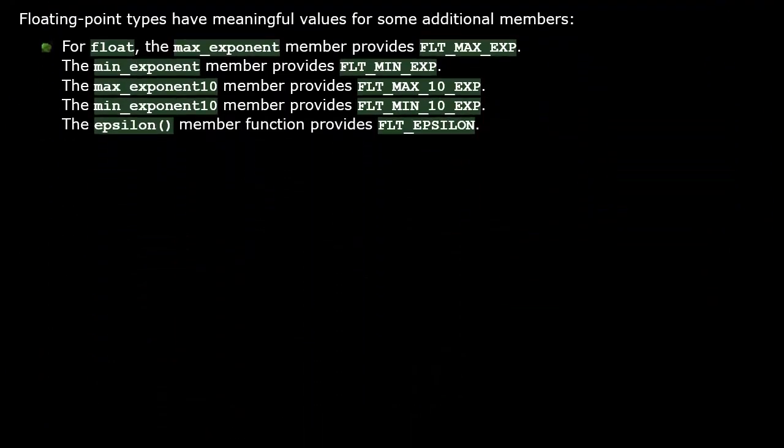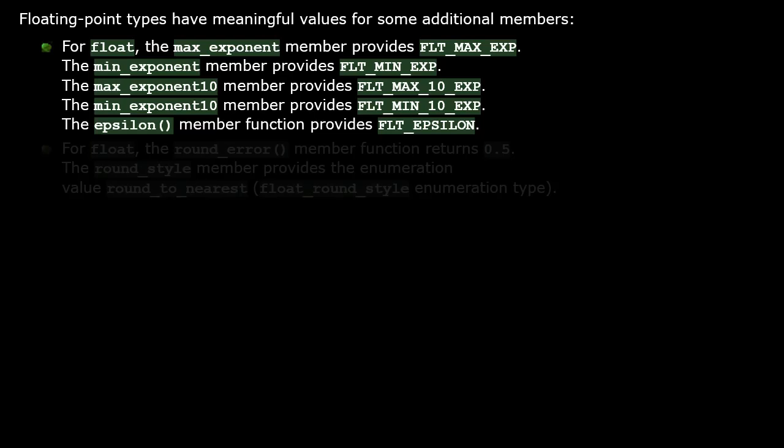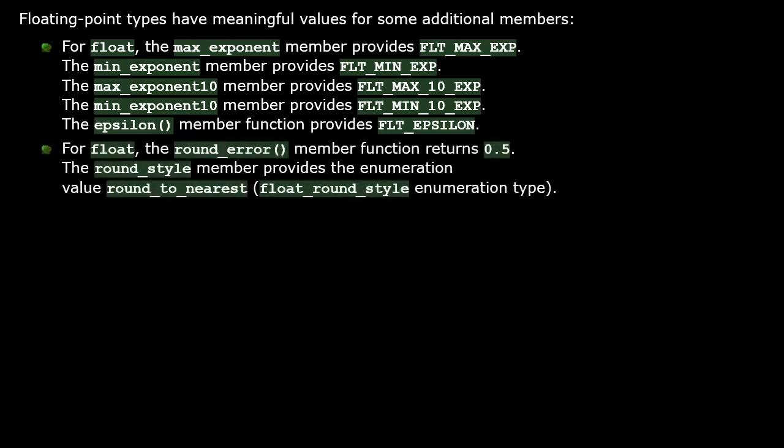A floating point type's epsilon is also reported by this object-oriented mechanism. The largest possible error when a floating point is rounded into an integer is 0.5. That value is also reported by numeric limits.